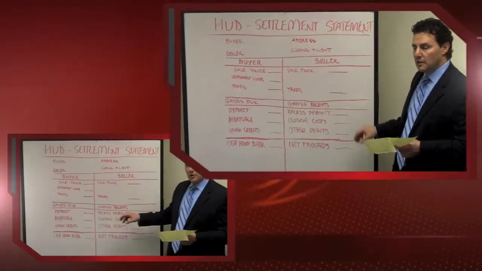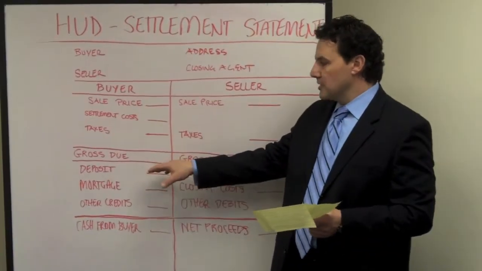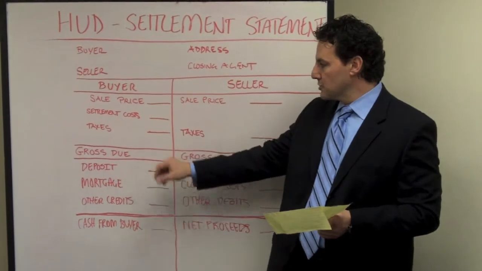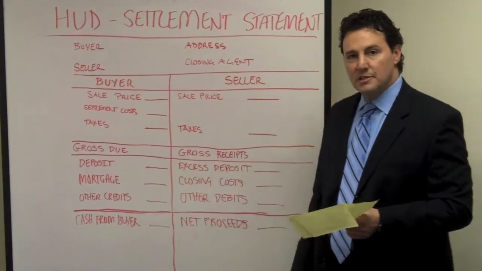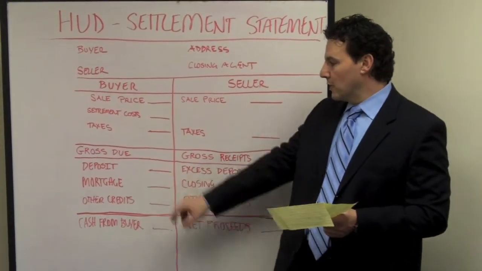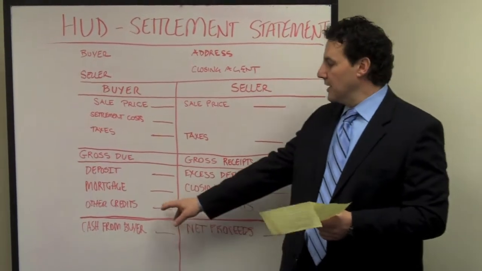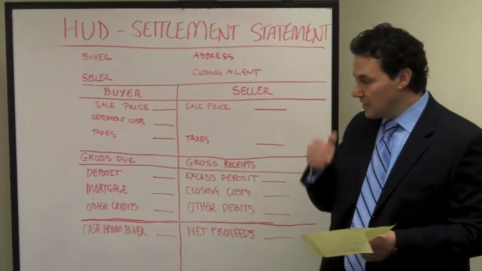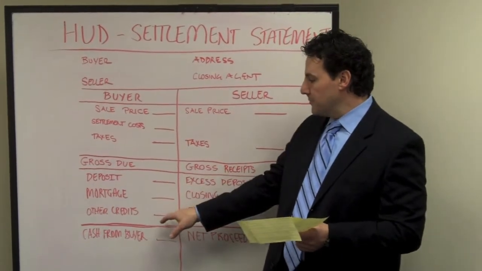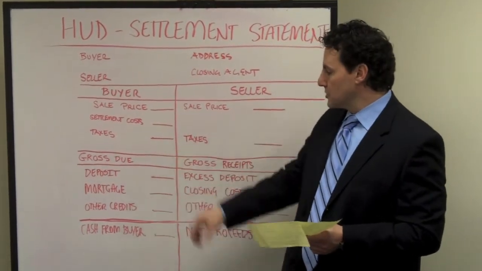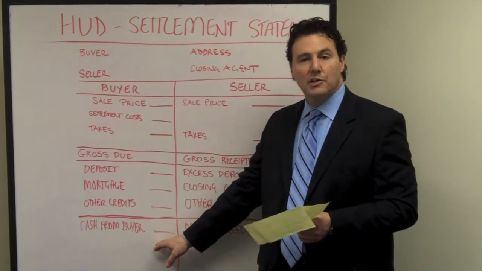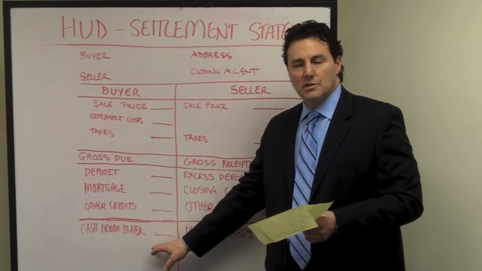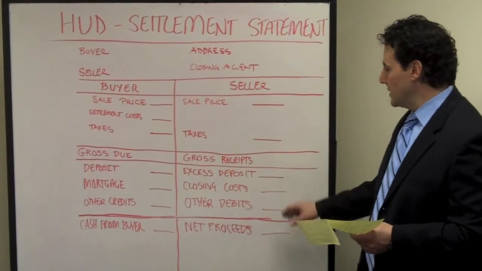from that as well. So, on your side, on the buyer side, gross due, you're going to subtract from that the deposit. You're going to subtract from that the mortgage. And you're going to subtract from that any other credits you may have, a closing cost credit or a lender credit. All of those items up, you subtract that from your gross due, and you're left with what you bring to closing. So, on the seller side, same thing.